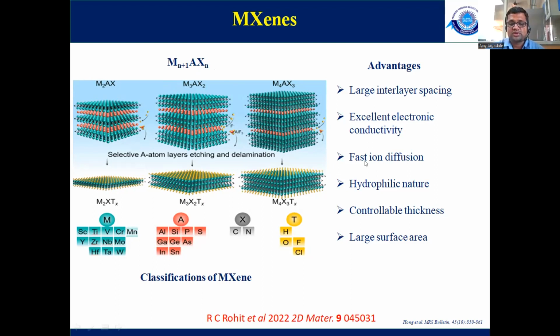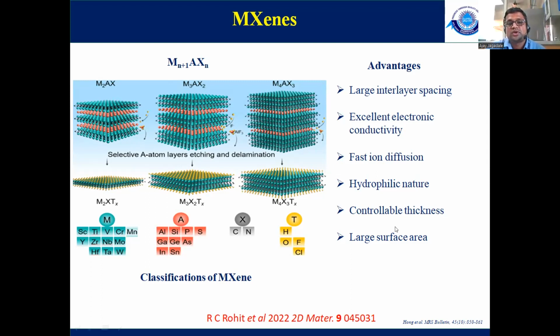So there are different advantages of MXenes. First of all, they have very large interlayer spacing, which is quite helpful for electrochemical reactions. They have excellent electronic conductivity. Again, it is very helpful for electronic diffusion in the electrode. So that's why it is used for supercapacitor application.